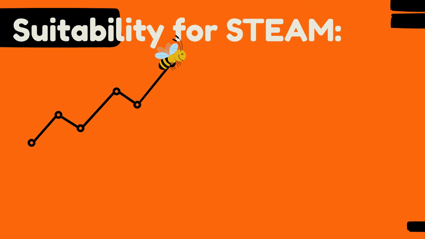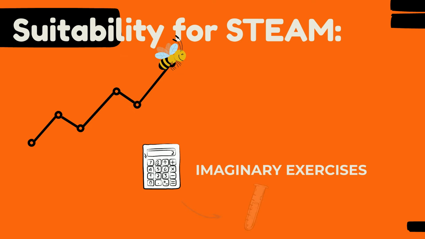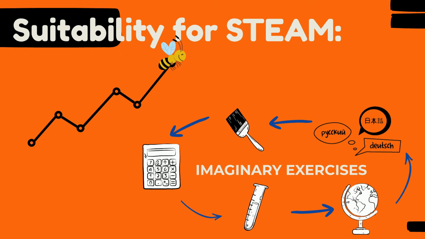Scamper is particularly effective for inventions and animal adaptations. Through Scamper, imaginary exercises are applied to mathematics, chemistry, history, language, and art classes. Furthermore, enthusiasm and willingness to engage in creative thinking and design processes can foster engineering skills.